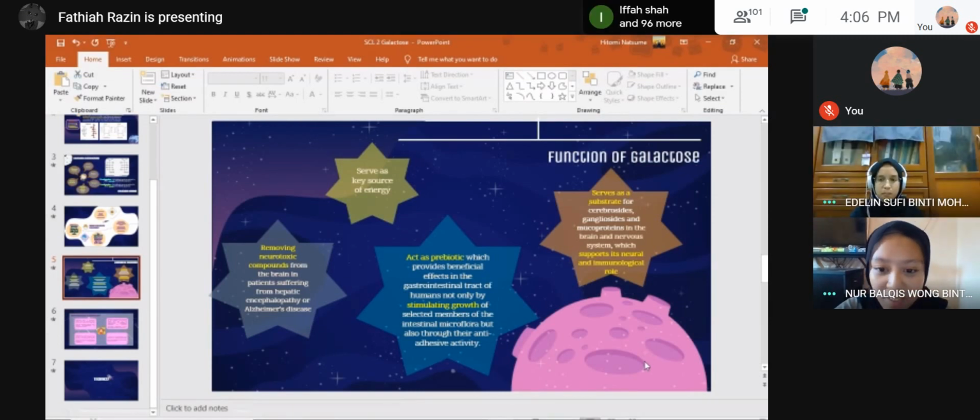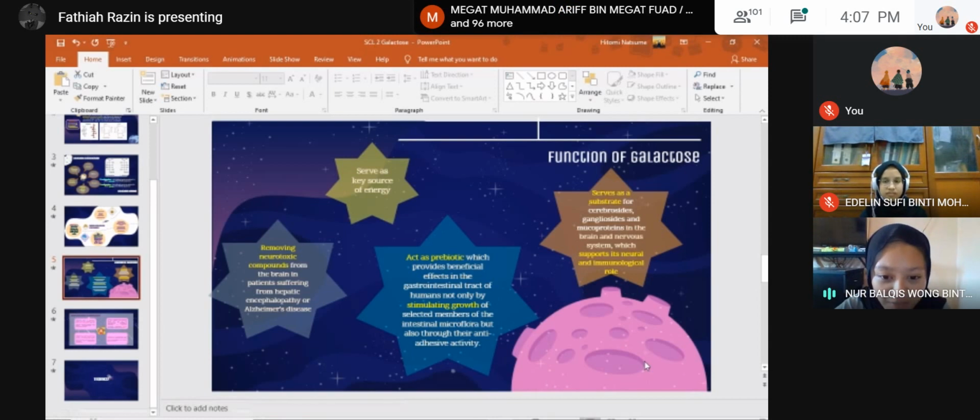Okay, so the next is function of galactose. As we already know, it serves as a key source of energy. The next one is it also helps in removing neurotoxic compounds from the brain in patients who are suffering from hepatic encephalopathy or Alzheimer's disease. Hepatic encephalopathy is actually a dysfunction of the liver.